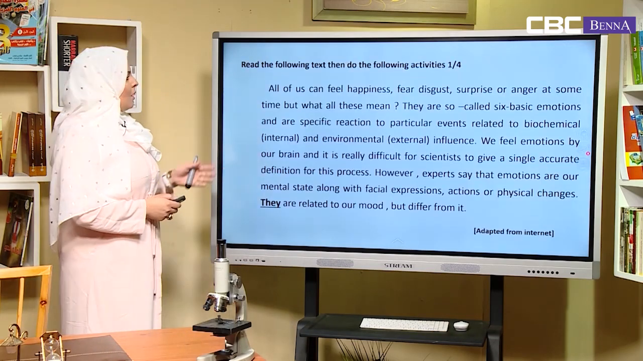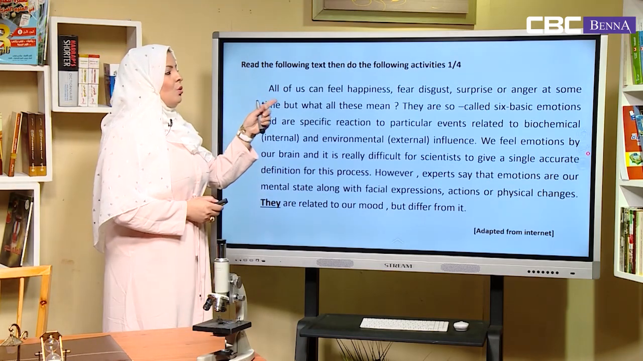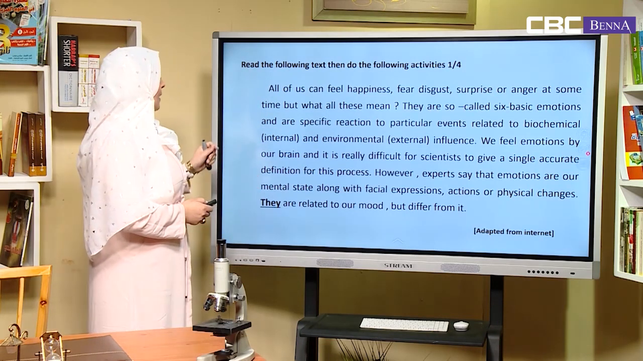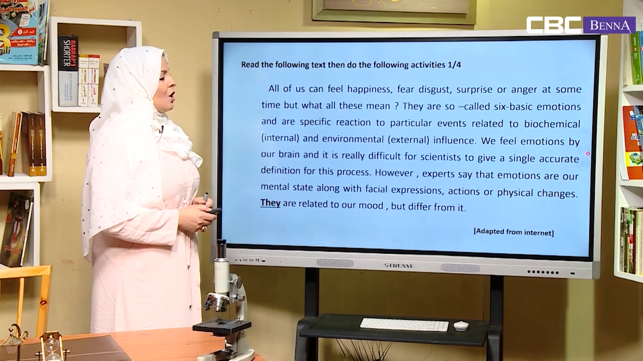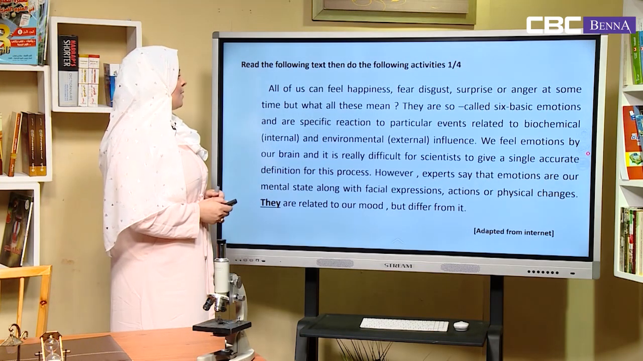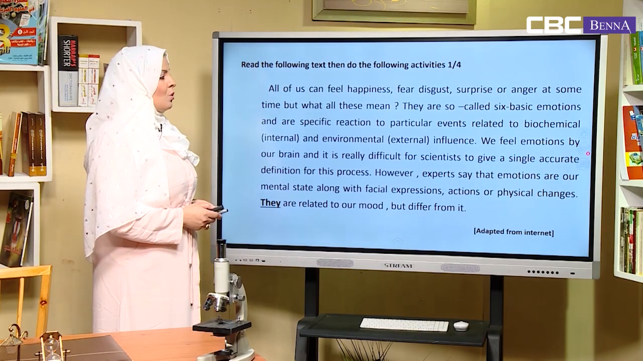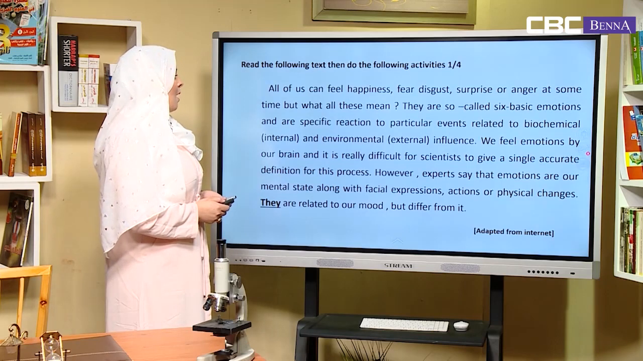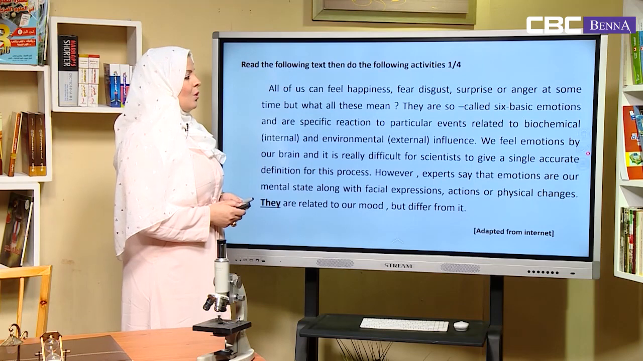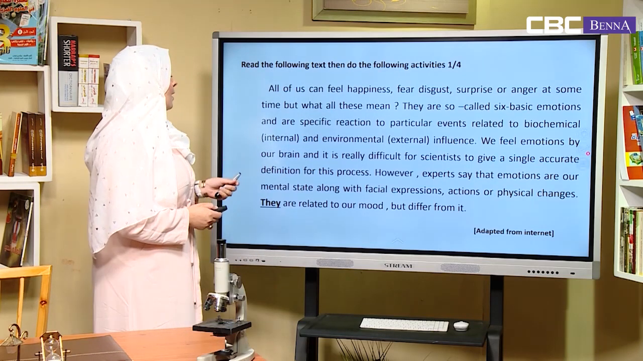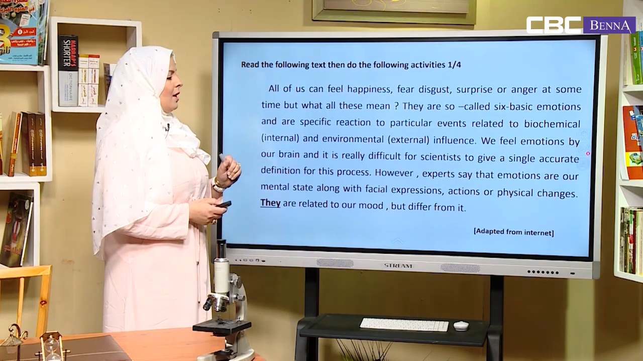So you are going to find such an example. Read the following text, then do the following activities. Let's start. All of us can feel happiness, fear, disgust, surprise or anger at some time, but what does all this mean? They are so-called 6 basic emotions and are specific reactions to particular events related to biochemical, it means internal, and environmental, which is external influence.